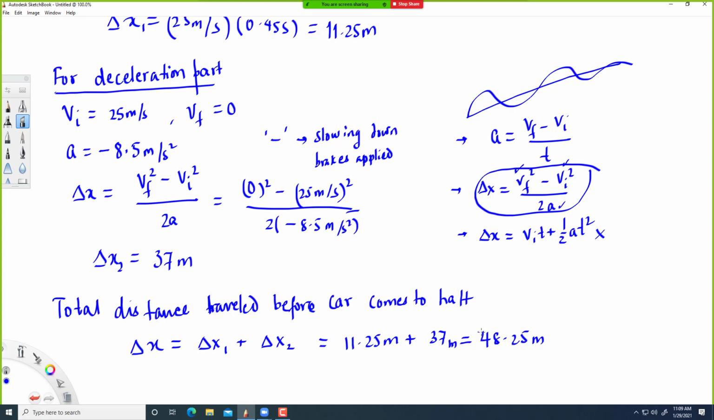Now you need to use the sig fig rule. The lowest sig fig between these two numbers is 2 sig figs. This one has only 2 sig figs. So your final answer should have only 2 sig figs, so you need to round this off to 48 meters. So that's number 3.